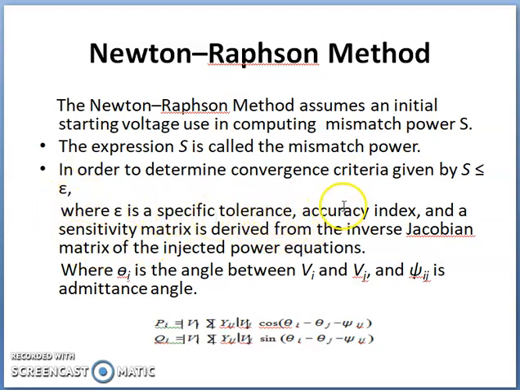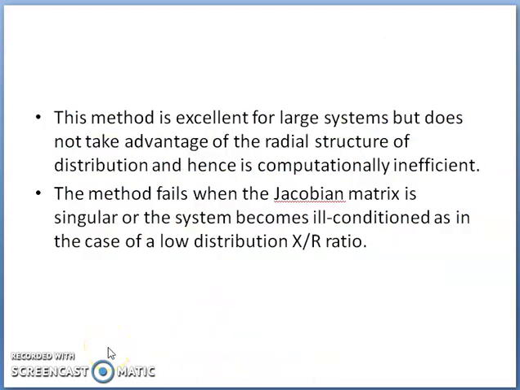The accuracy index as well as the sensitivity matrix is derived from the inverse Jacobian matrix of the injected power equations, where theta_ij is the angle between V_i and V_j, and psi_ij is the admittance angle, which is represented as shown in the below equation. So P_i and Q_i are both represented as shown in the equation.